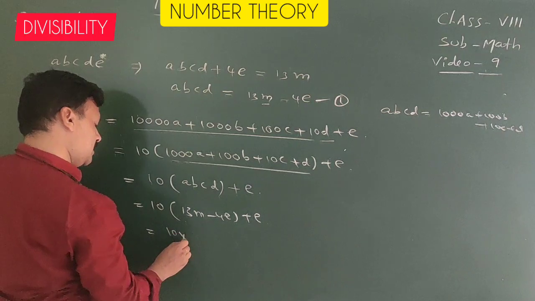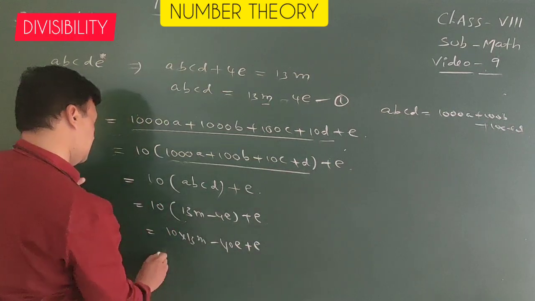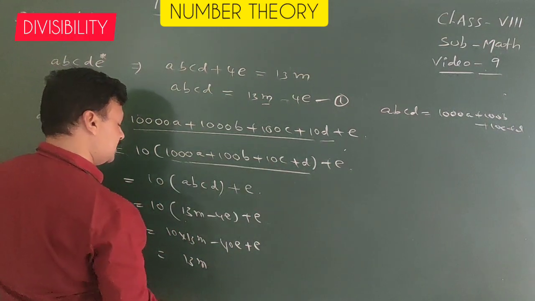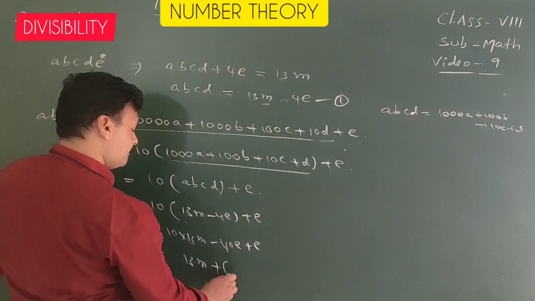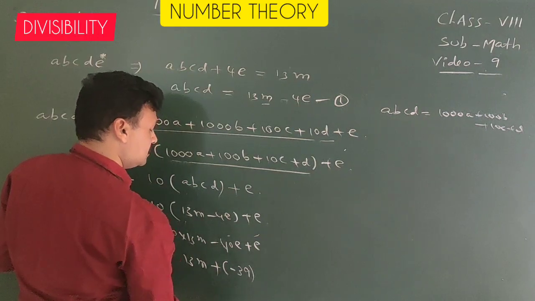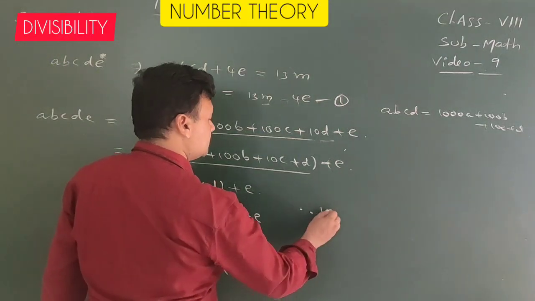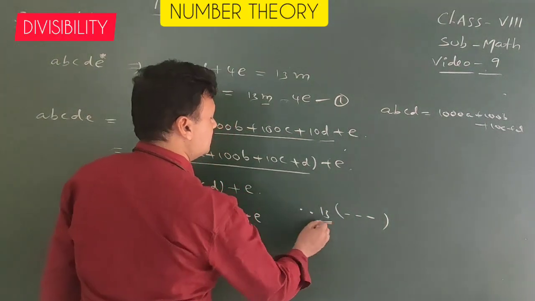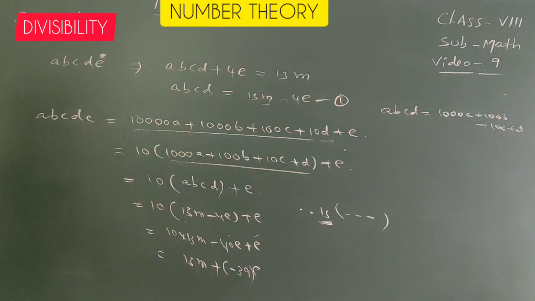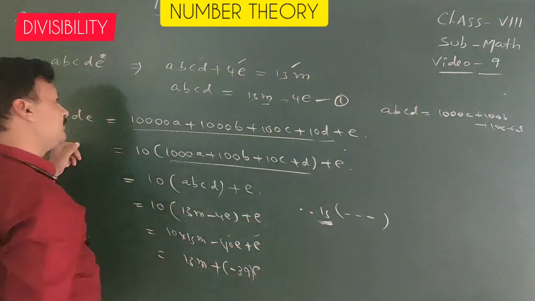Now 10 into 13m minus 40E plus E. Here the first one is a multiple of 13. Here minus 40 plus 1, minus 39, so it is also a multiple of 13 only. So 13 of something, so it's a multiple of 13. That's why ABCDE is also divisible by 13 if and only if ABCD plus 4E is a multiple of 13.